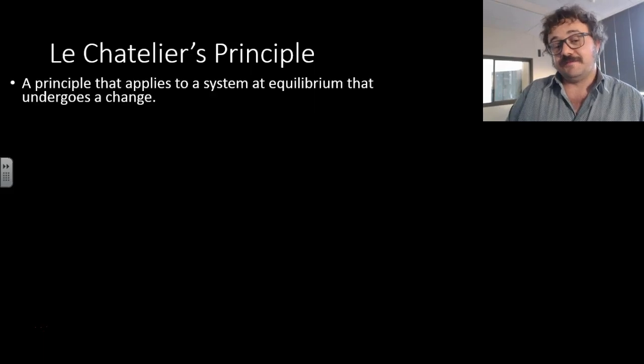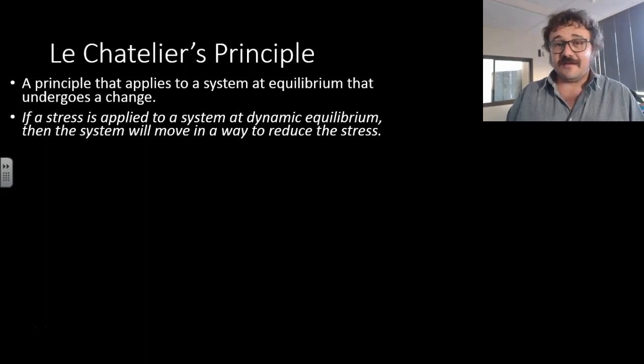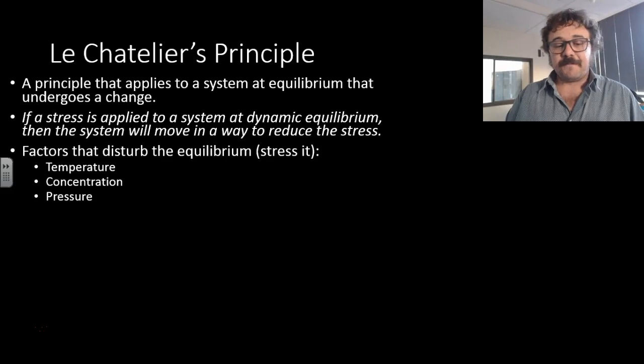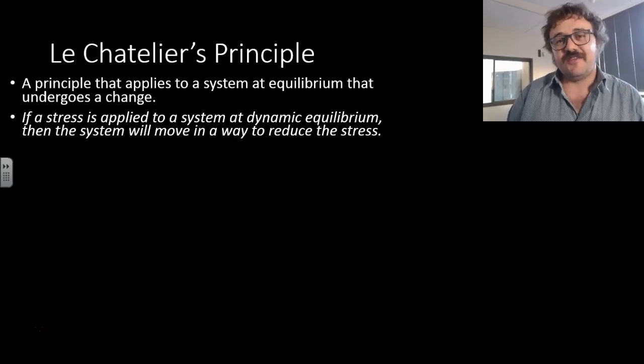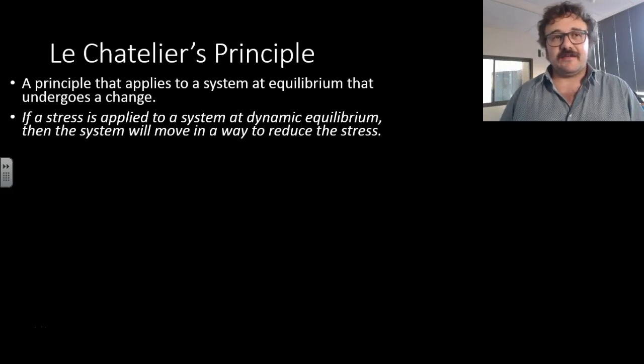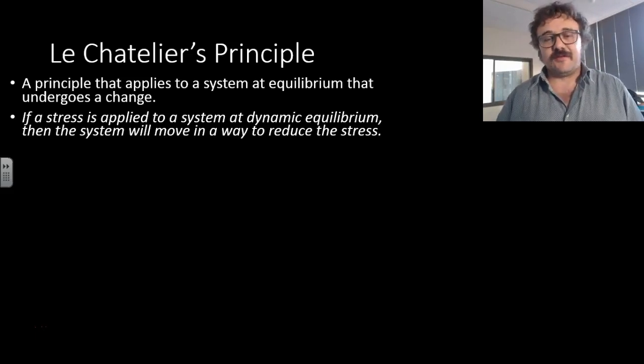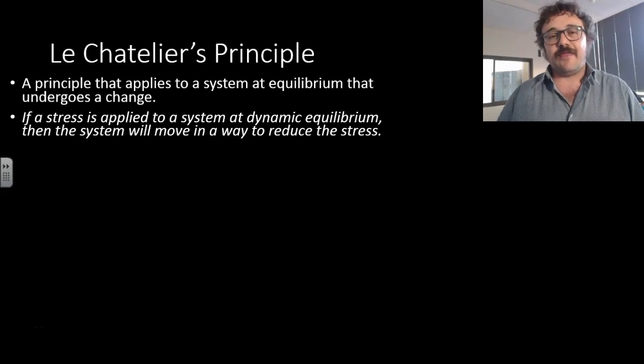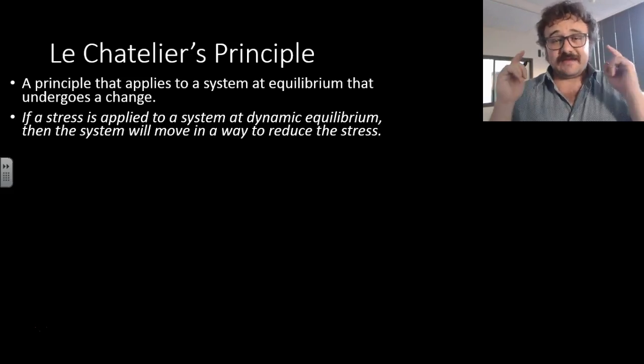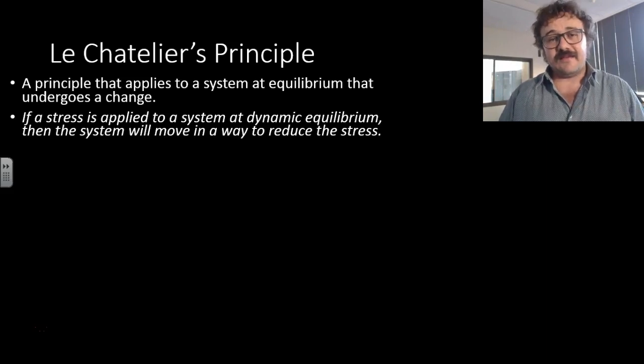So Le Chatelier's principle is basically a principle that we can apply to systems at a dynamic equilibrium when they're forced to undergo change. The principle is, if a stress is applied to a system at dynamic equilibrium, then the system will move in a way to reduce the stress. What that means is, if we cause a change to happen, it's going to try and unchange it. And that's pretty cool. And when I say try, I'm not trying to anthropomorphize it, because that's wrong and silly. But as a change is forced upon it, it will react against that change.